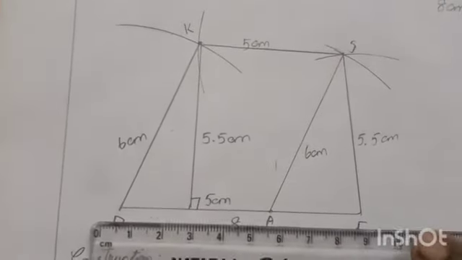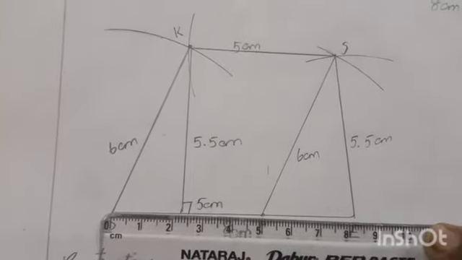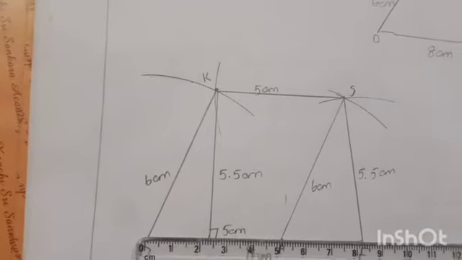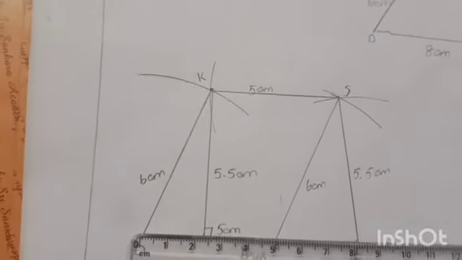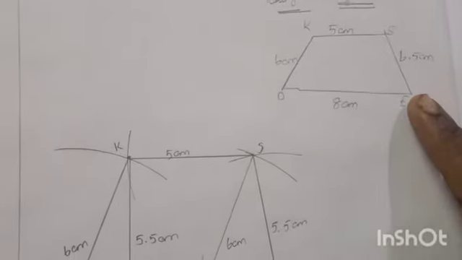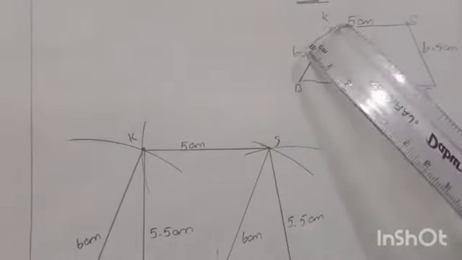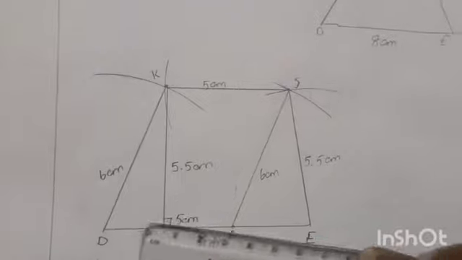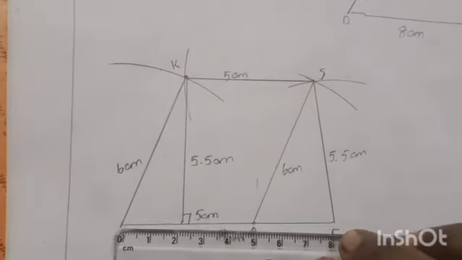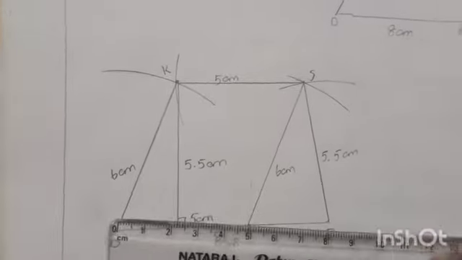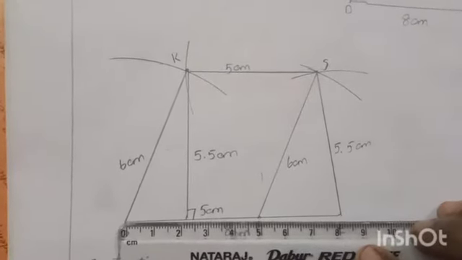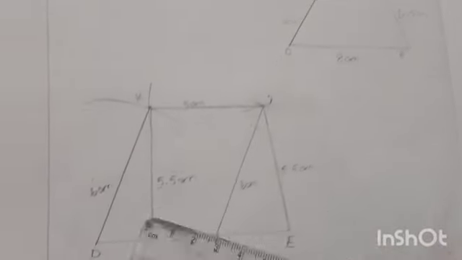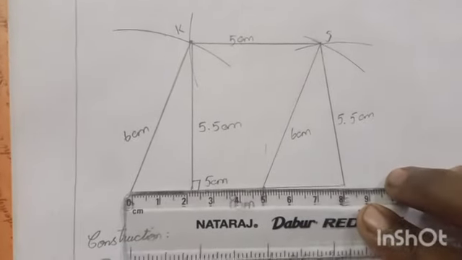Now for the diagram, draw a line segment DE equal to 8 centimeter. First you have to draw a line segment DE equal to 8 centimeter. Then you have to refer to the rough diagram. What measurement is given to the opposite parallel side? 5 centimeter. Then you have to measure 5 centimeter from the point D. What measurement is given to the opposite side, the same measurement you have to measure here. So that is 5 centimeter.